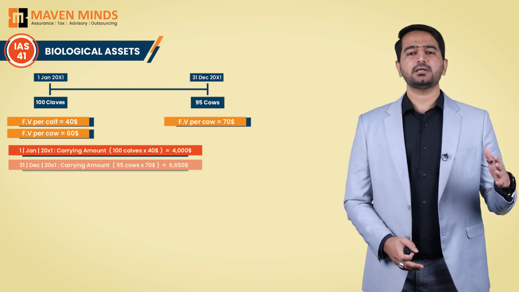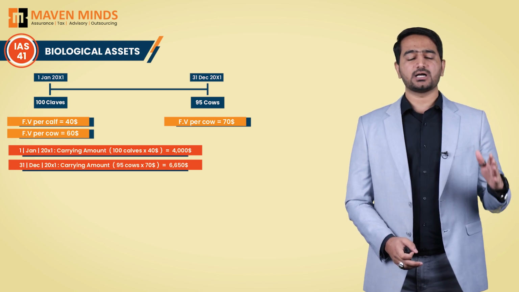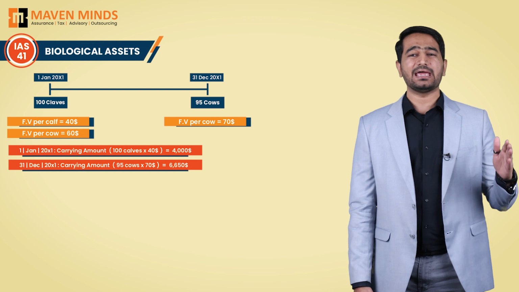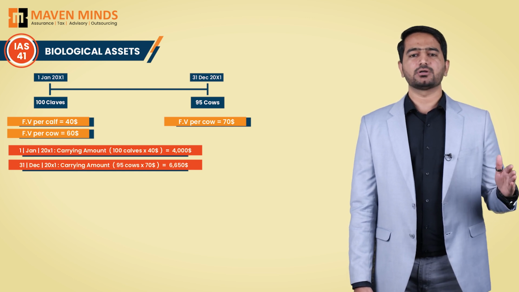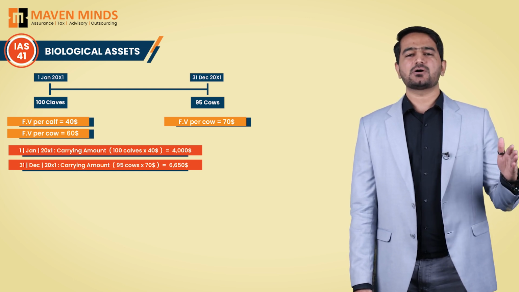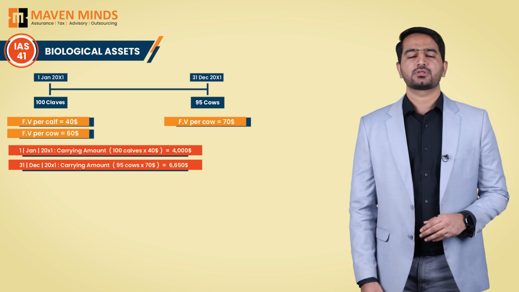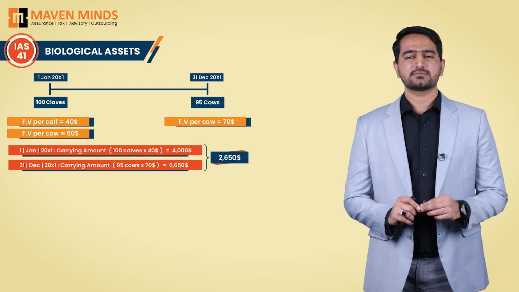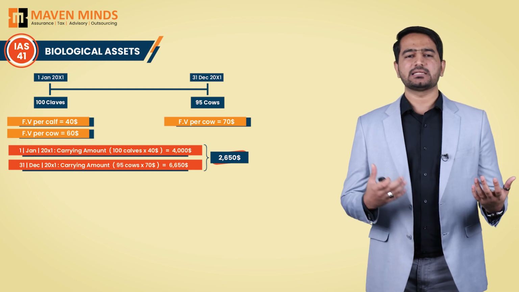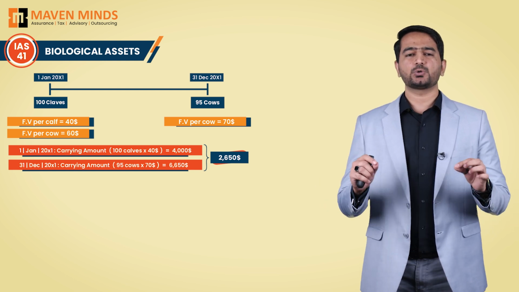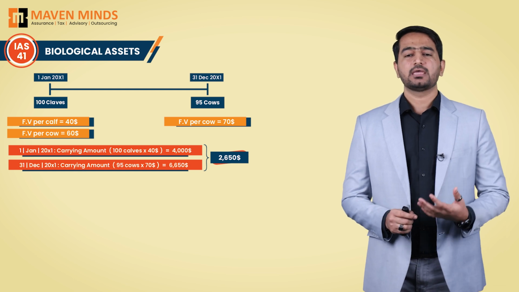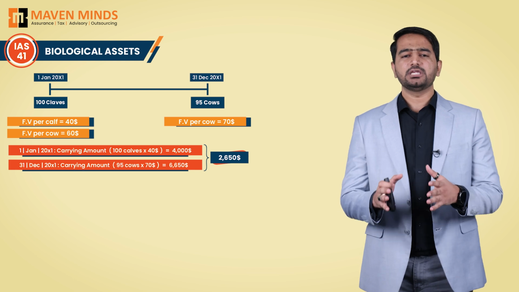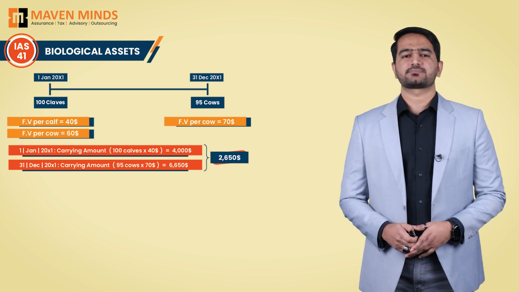And at 31st December, the carrying amount is 95 cows multiplied with the unit fair value less cost to sell of cow at year end, which is $70. So it is $6,650. So the difference of $2,650, that is $6,650 less $4,000, is the total change in the carrying amount, and it will be recognized as income in the profit and loss. But we need to split this amount into two parts.